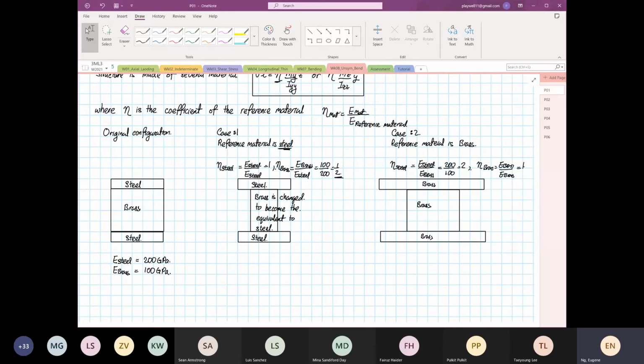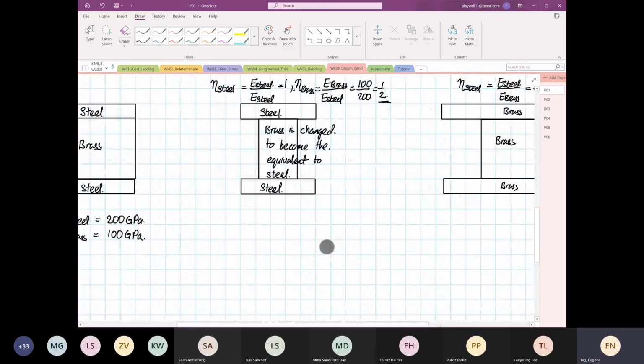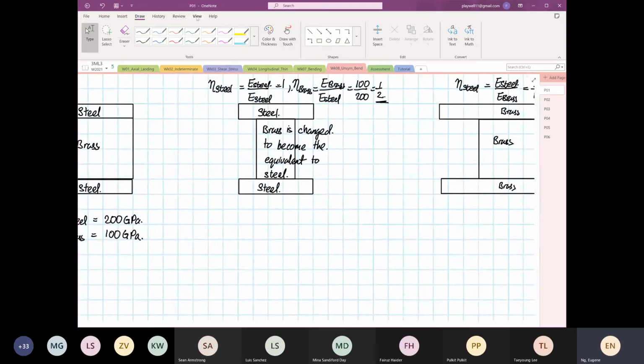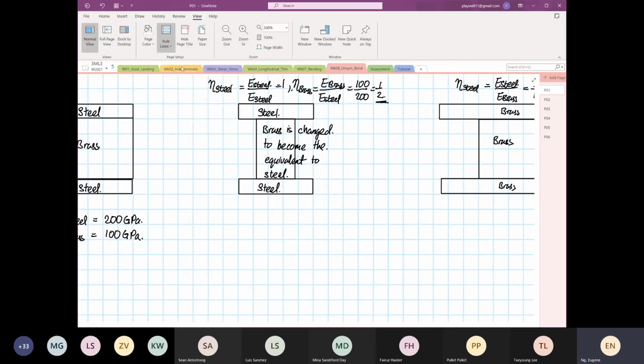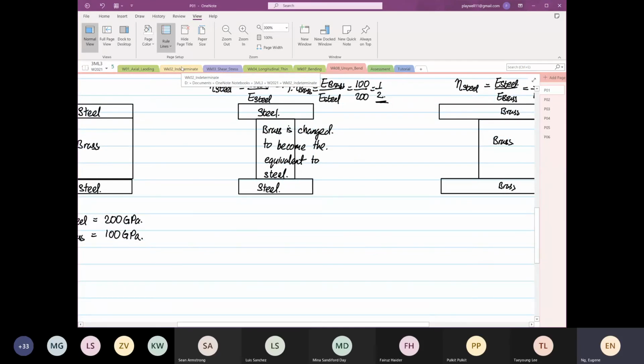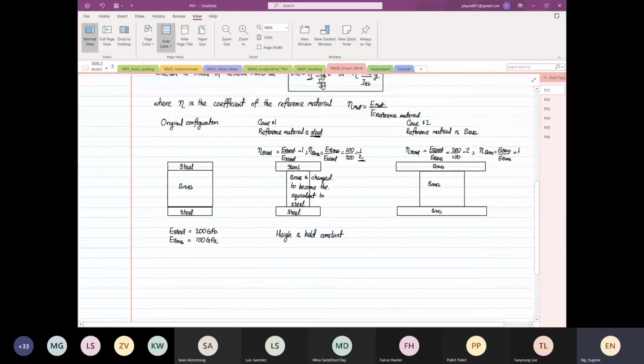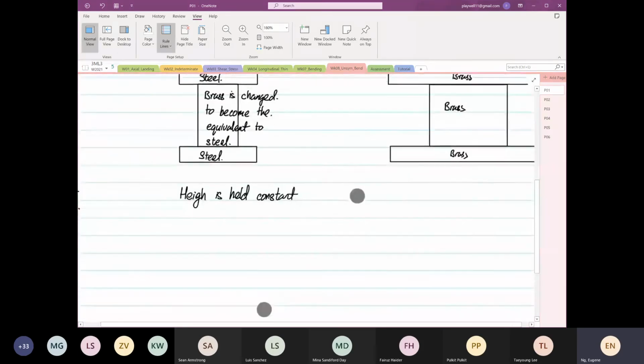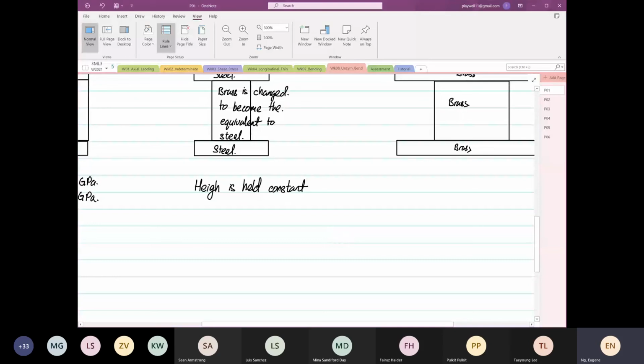It's a very interesting observation that you make now. The height did not change, deliberately. So what you see over here, the height is held constant. You have to get this concept right. The height has been held what? Has been held constant.